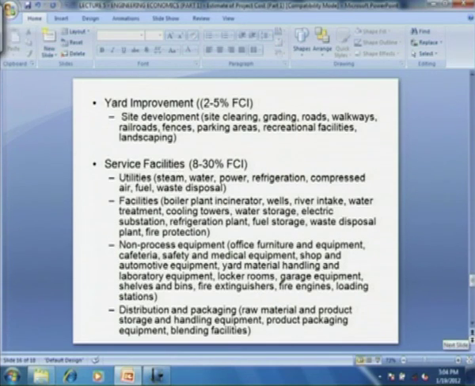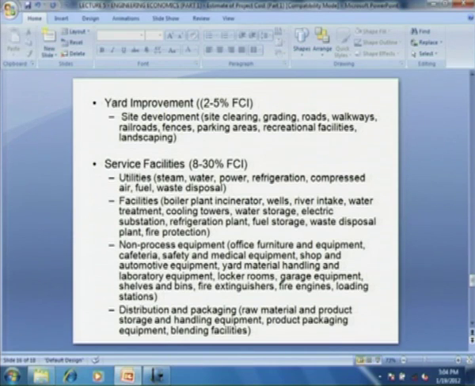Then the cost of yard improvement. The land that you get for the plant may not be completely flat land. It can have certain small hills or small culverts or some lake kind of thing. So, you have to make them even by proper demolishing or filling of land. So, site development is an important issue: site clearing, grading, building of roads, walkways, railroads, fences, parking areas, recreational facilities, quarters for your personnel, then landscaping, the making of beautification.